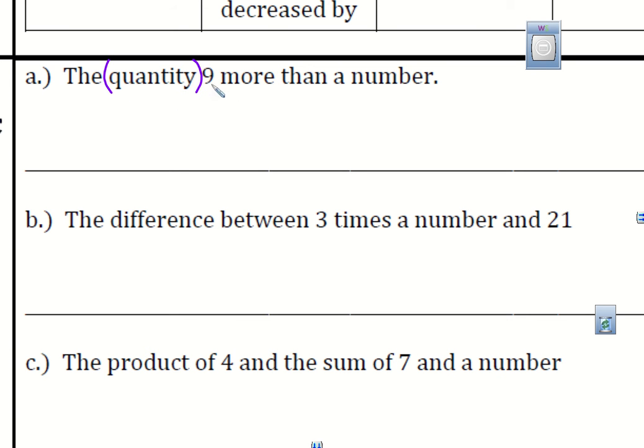So the quantity of 9 more than a number, we're going to call this number n. Okay? 9 more means addition. So all we have here is the quantity of 9 plus n. Or by commutative property, I can say this can be the quantity n plus 9.